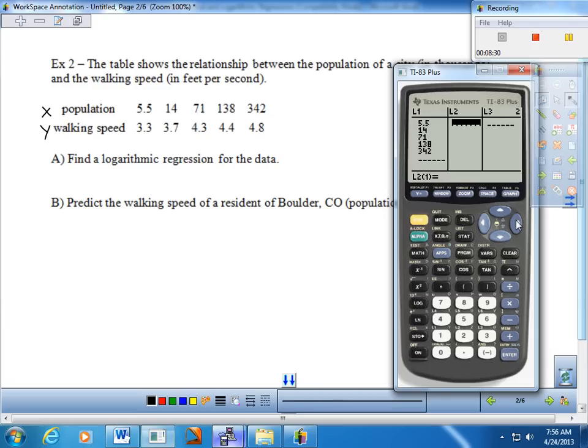All right, very nice. And let's see. Somebody who lives in a city of 5,500 people walks an average of about 3.3 feet per second. Interesting. So again, a little slower pace. And then starts to move up a little bit. People get faster and faster, the more dense the population is, the more people living in the city. And so let's get those together right there.